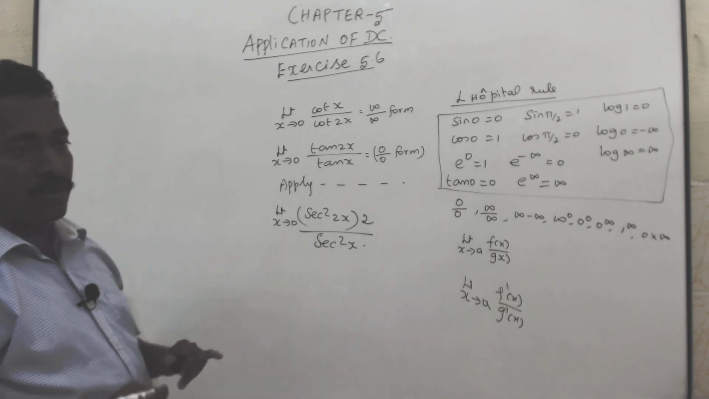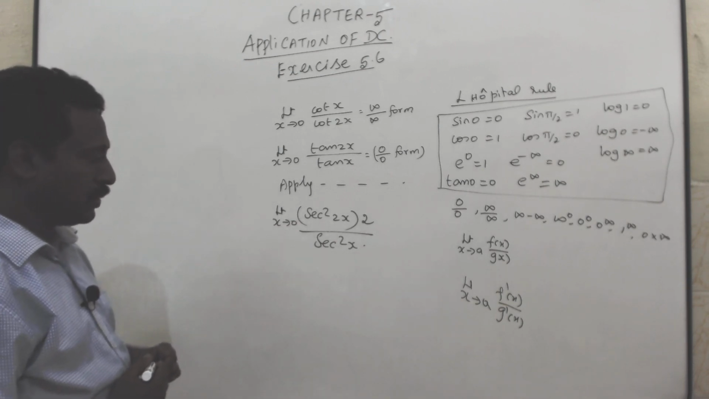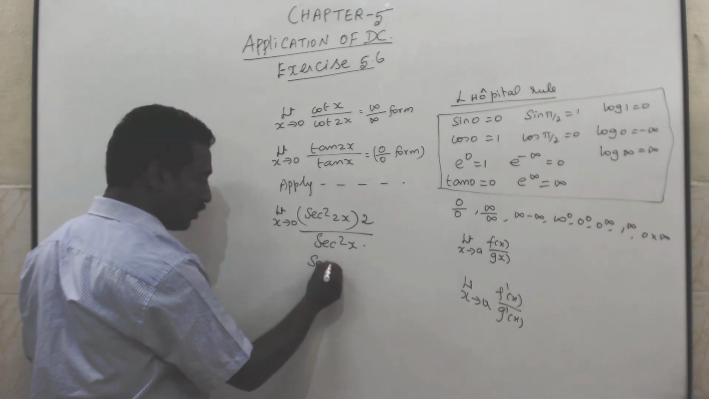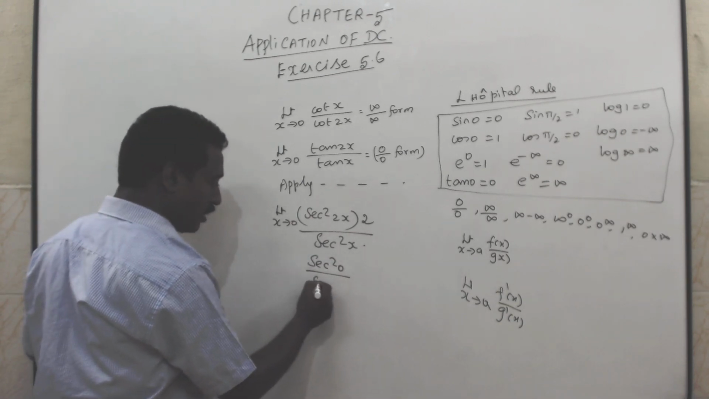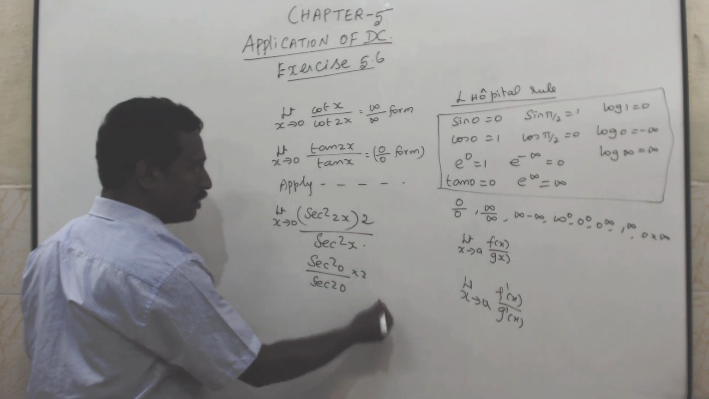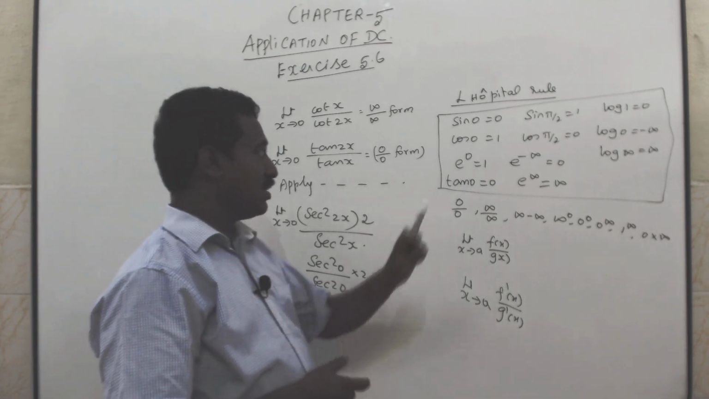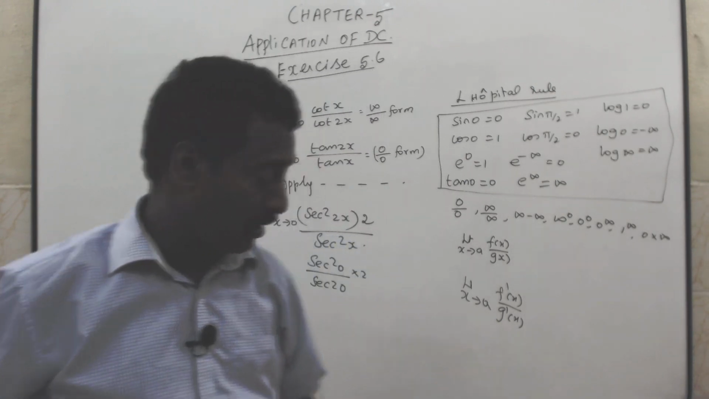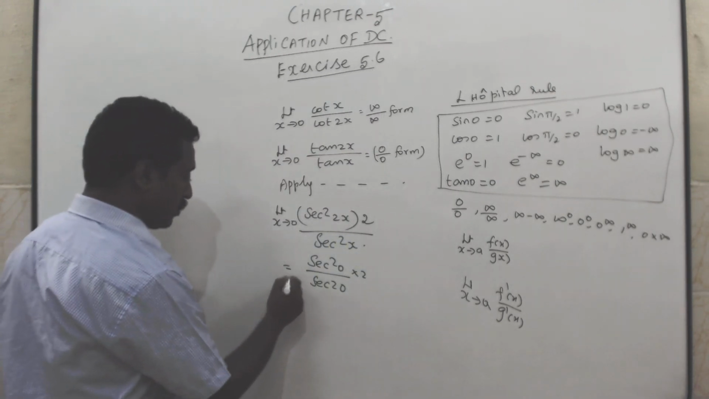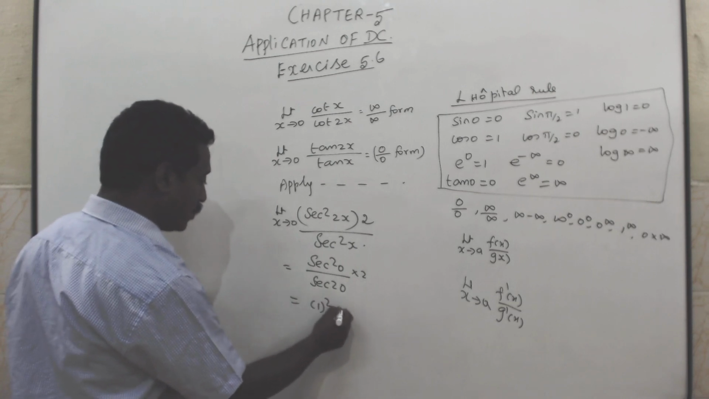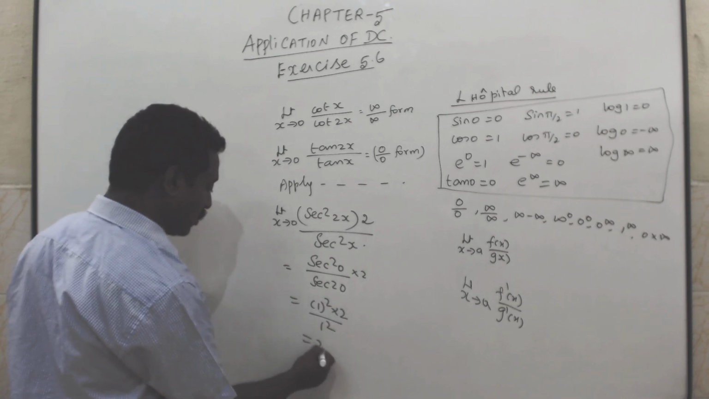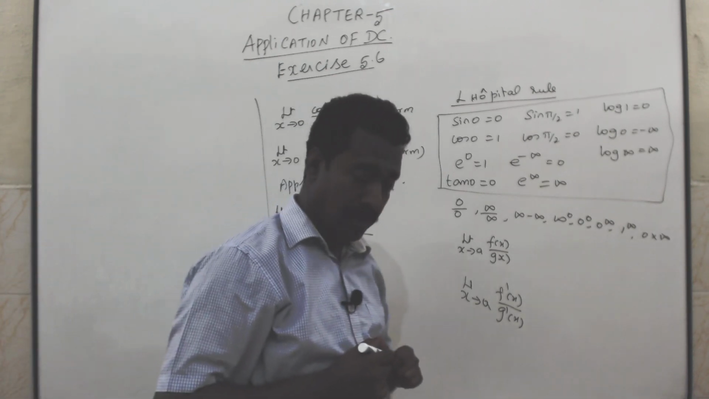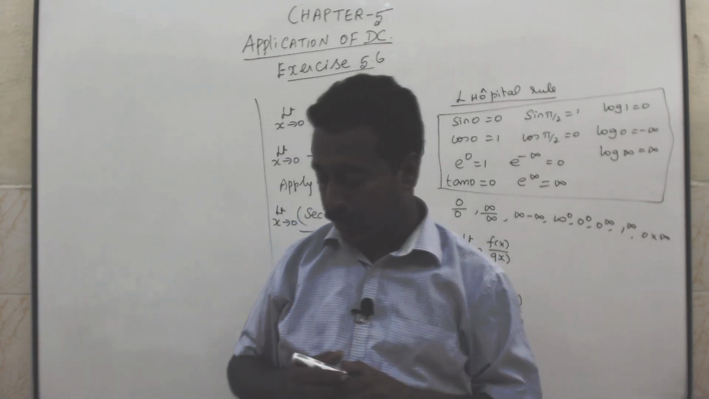Now apply x equal to 0, that is secant 0. The value of secant 0 is 1. Secant square 0 by secant square 0 into 2. Secant 0 means the reciprocal of cos 0, and the reciprocal of 1 is 1. That's why it equals 1 square into 2 divided by 1 square, which equals 2 by 1, that is 2.